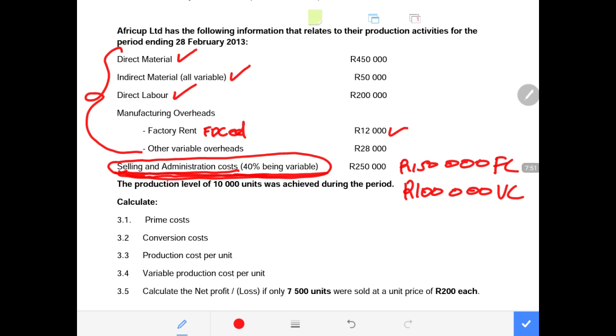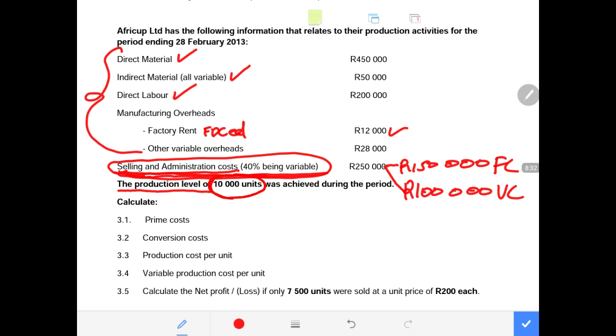So the sales and admin cost are not production related or manufacturing related cost. So we must not add them in the production cost, meaning the cost of producing a product must not include selling and administration cost. Then we have split that into fixed and variable, fixed being 150,000 and variable being 100,000 rands. These are the information provided before the last sentence. The last sentence is the production level of 10,000 units.